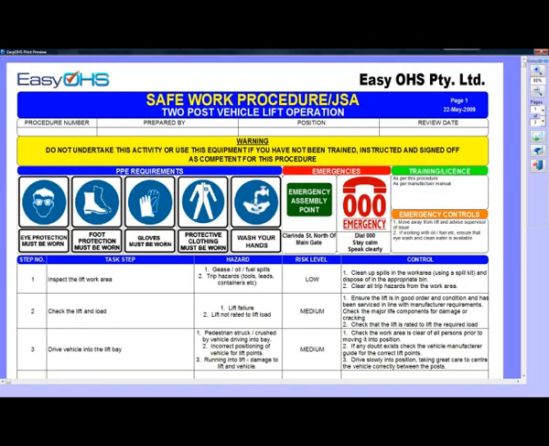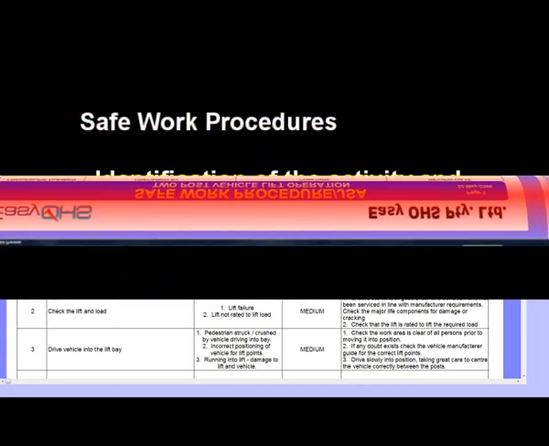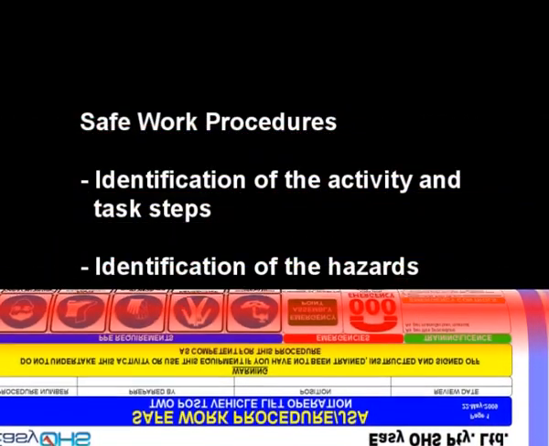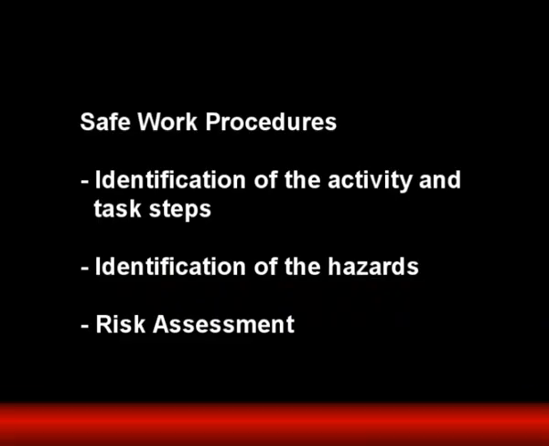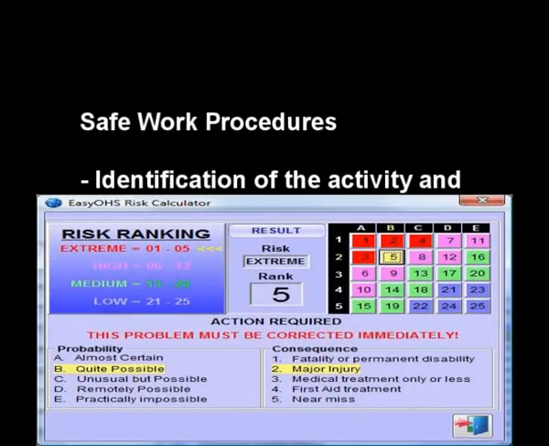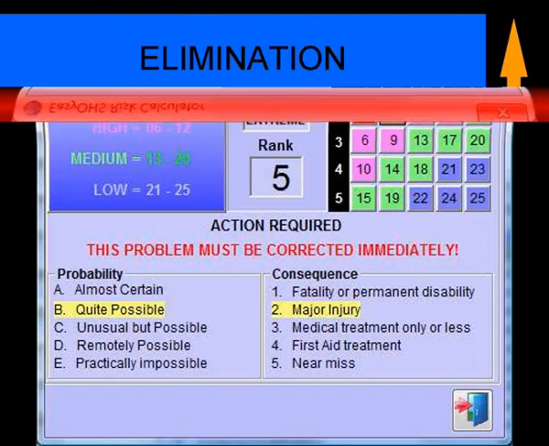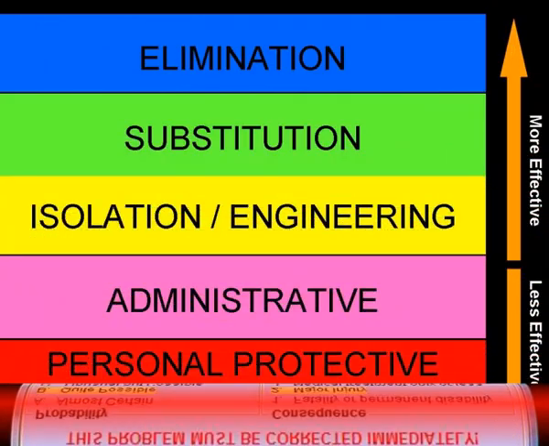Safe work procedures follow 4 steps: identification of the activity and task steps, identification of the hazards, that is, what could hurt us or other people, an assessment of the risk levels involved using consequence and likelihood through a matrix in the EasyOHS system, and lastly, we put the controls in place as per the hierarchy of controls.